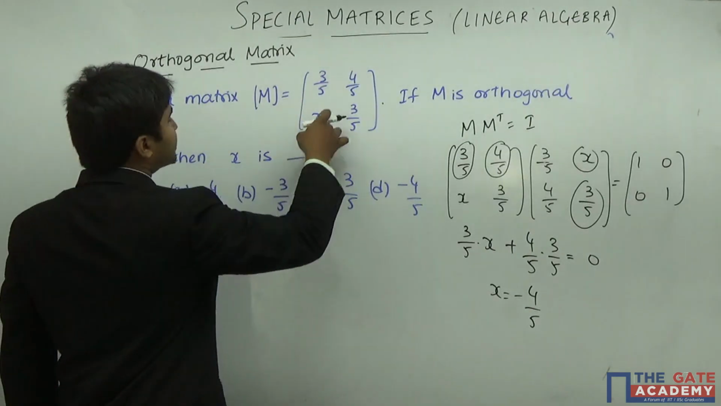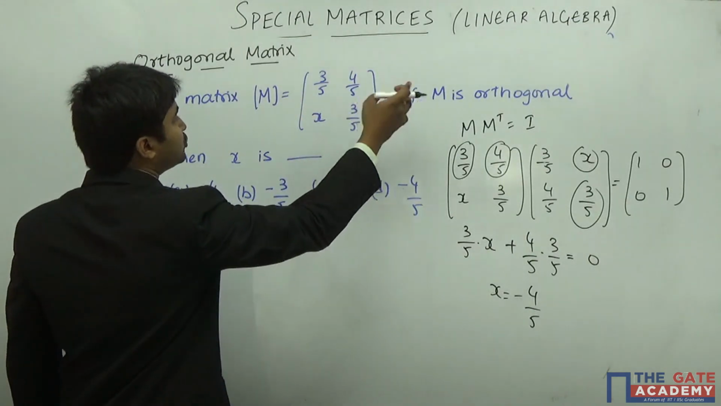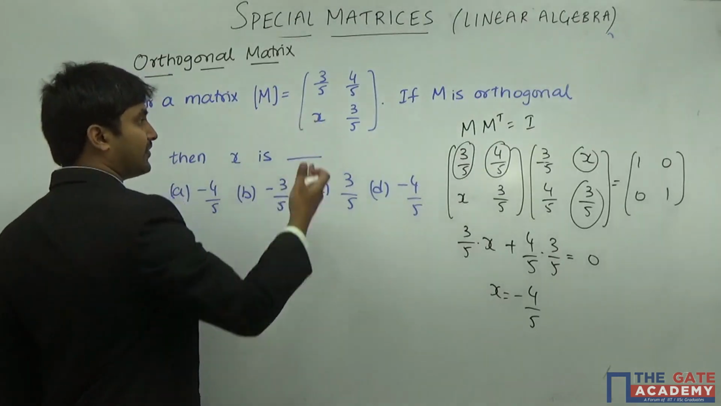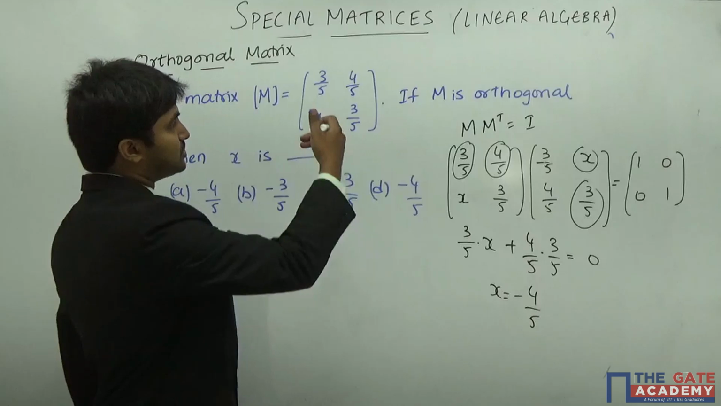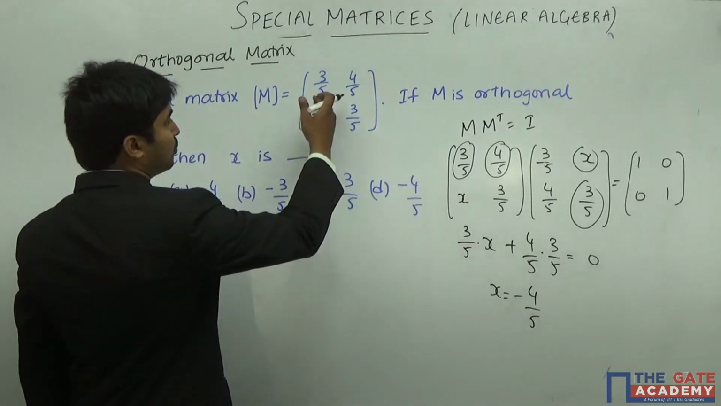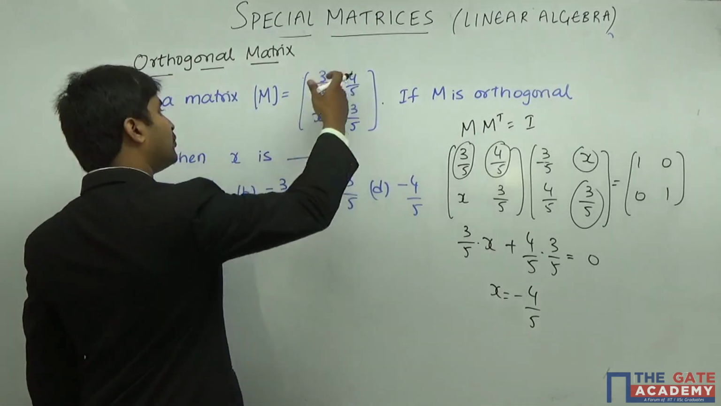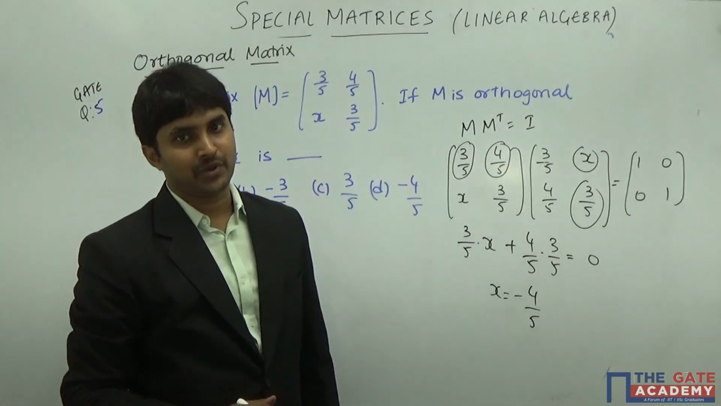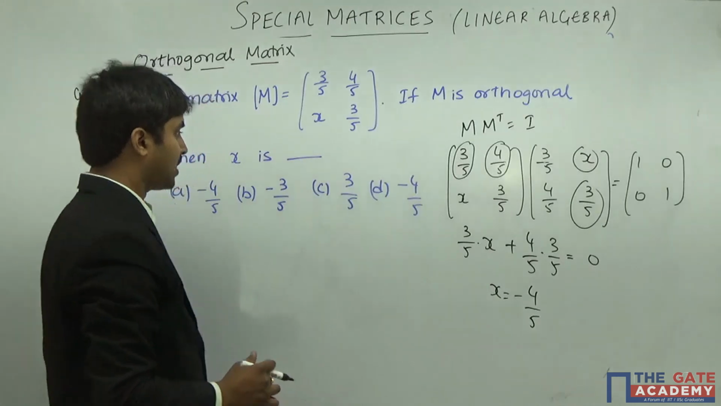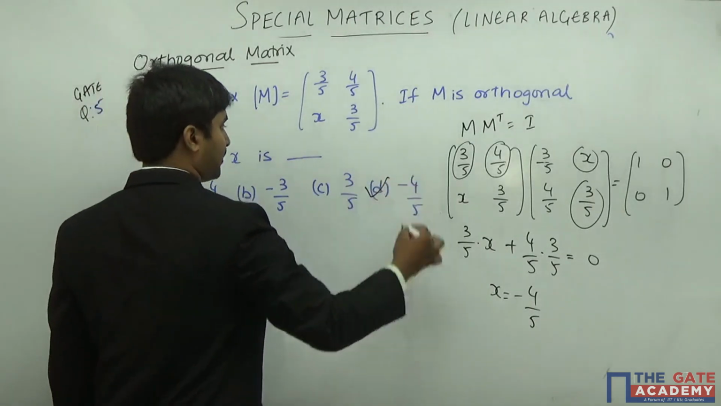So 3 by 5 into x plus 4 by 5 into 3 by 5 should be equal to 0. It means that the value of x should directly be equal to minus 4 by 5. Okay, you can just look at it and say the answer here, because only when the value of x is equal to minus 4 by 5 the multiplication of rows should be equal to 0. So the answer is option D, minus 4 by 5.